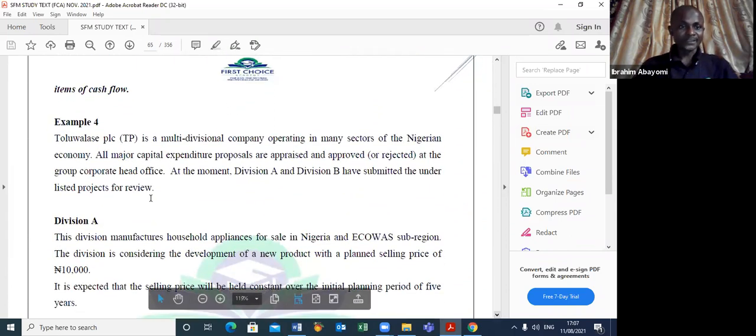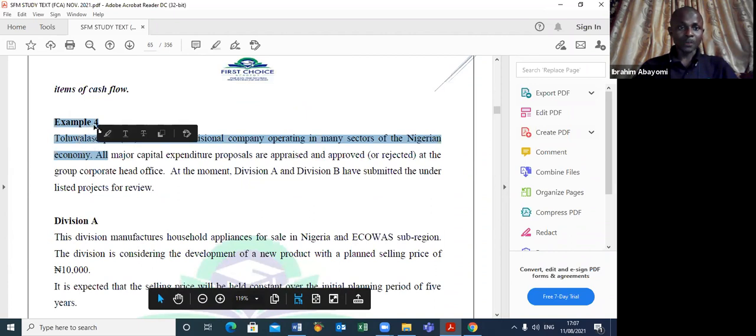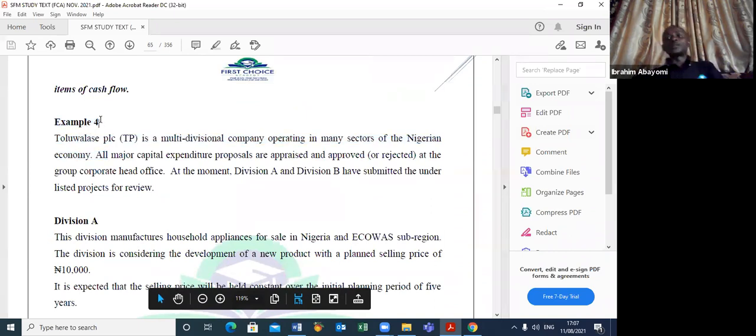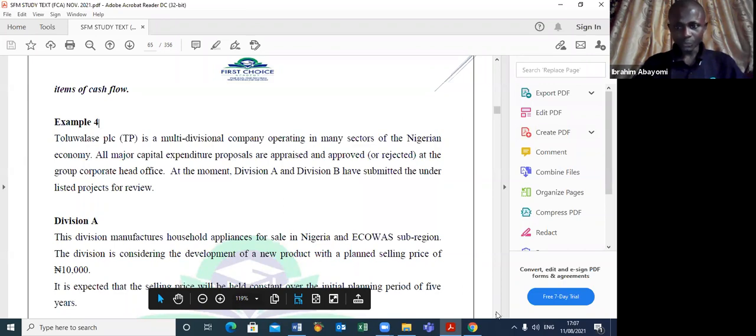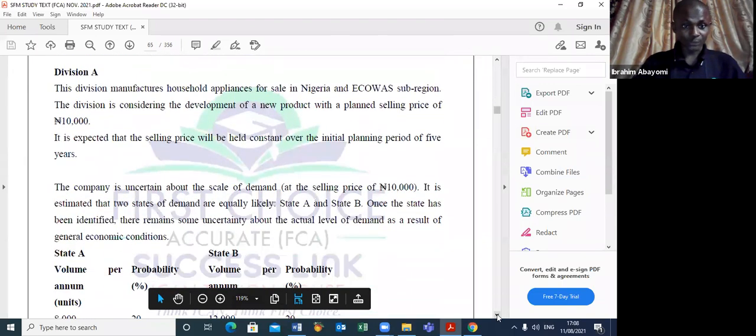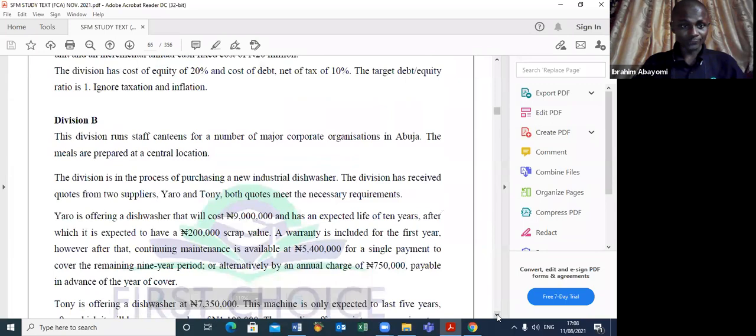Let's take, sorry, please, question 4. We are going to hold that question for now. The reason is that it is a question on risk and uncertainty in investment appraisal, so I want to take it after we have taken risk and uncertainty. Because of this, let's go to question 5.